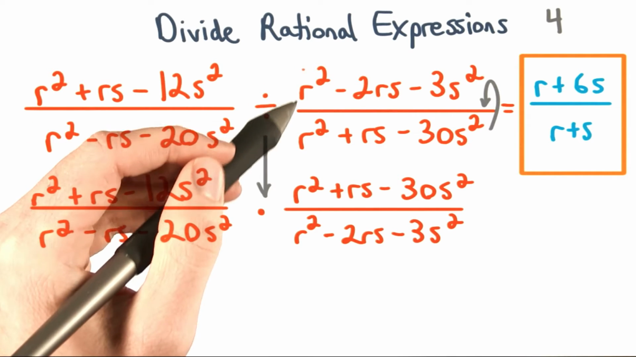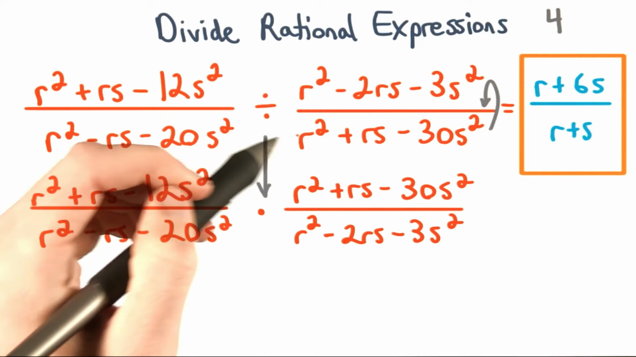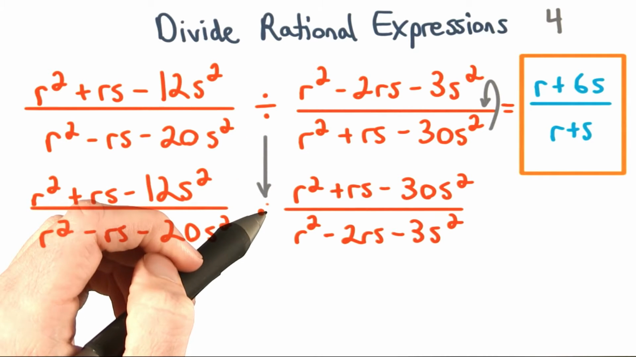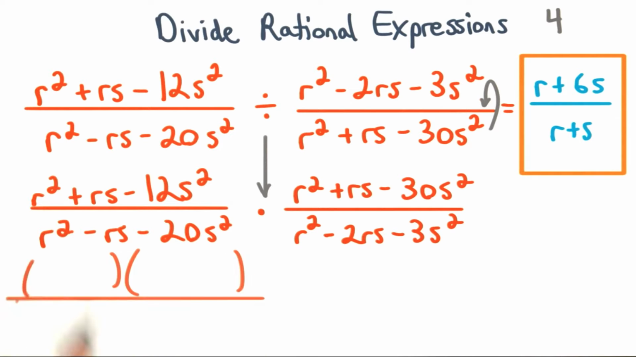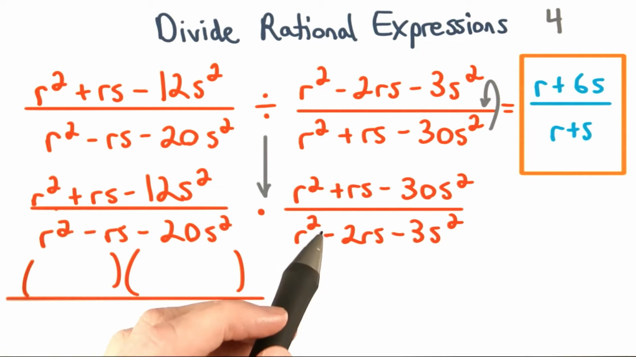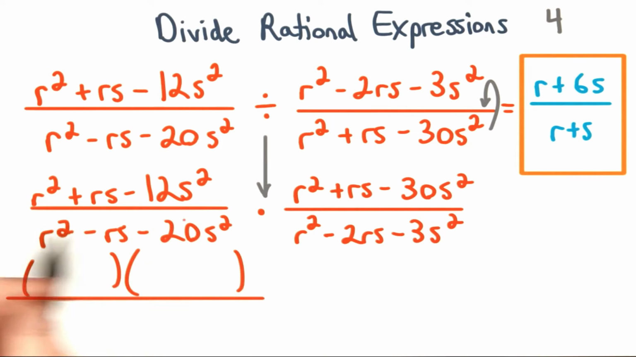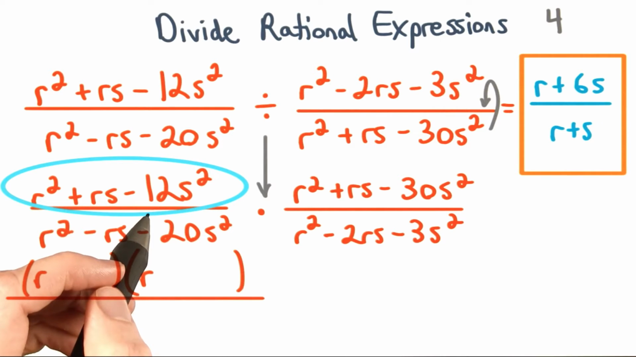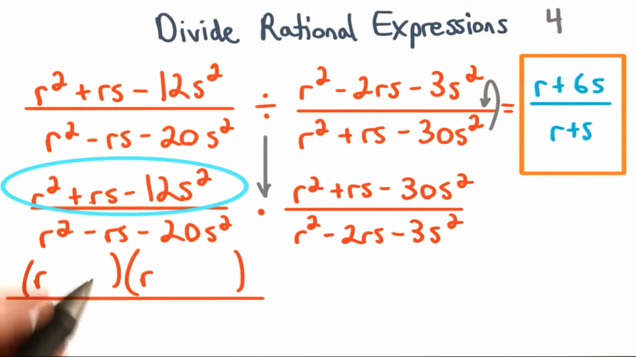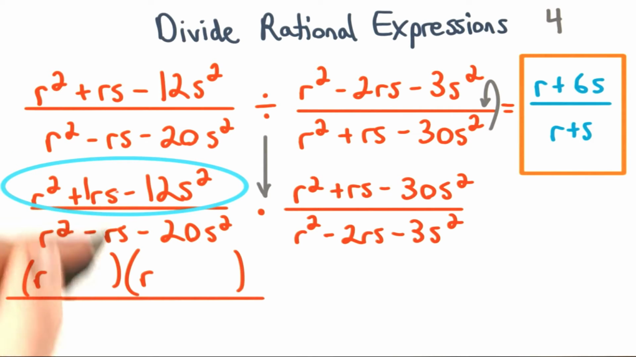To divide by any fraction, including a rational expression, we change division to multiplication and multiply by the reciprocal of the first fraction. Now we want to start factoring each piece of these fractions. I'm going to start with this first one. We know the first two terms must be r since r times r is r squared. Now we're just trying to find factors of negative 12 that sum to positive 1, since there's a 1 in front of this r times s.